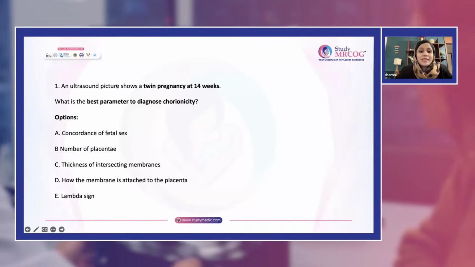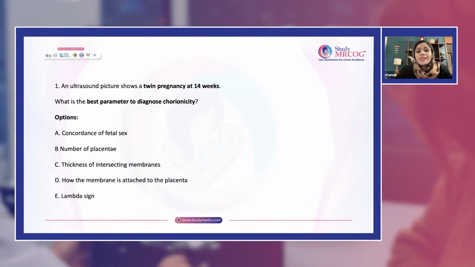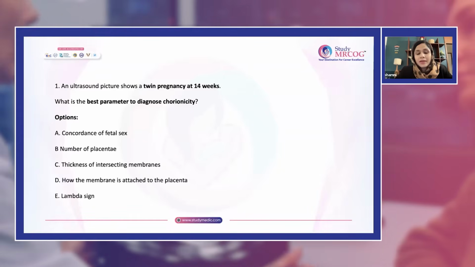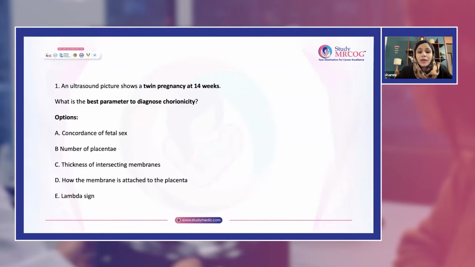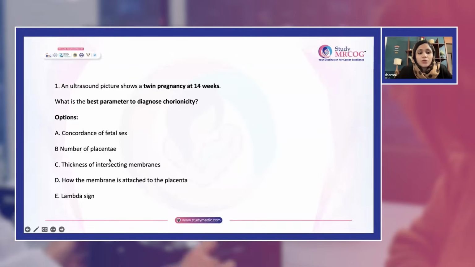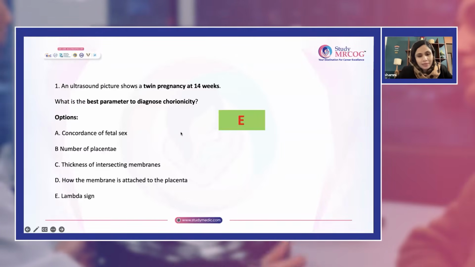So let's discuss some SBAs and EMQs. The first question is regarding multiple pregnancy. An ultrasound picture shows a twin pregnancy at 14 weeks. What is the best parameter to diagnose chorionicity? So go through the options. Out of all these things, we know the answer and it is going to be E, that is lambda sign.